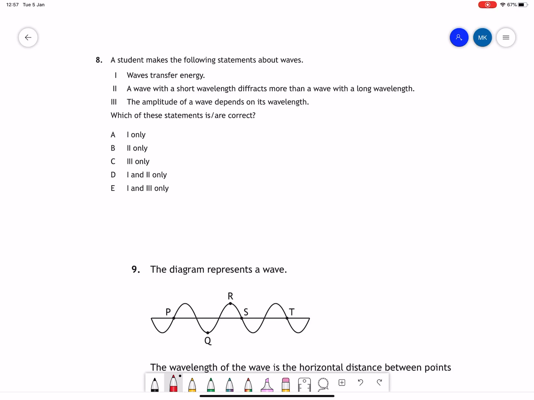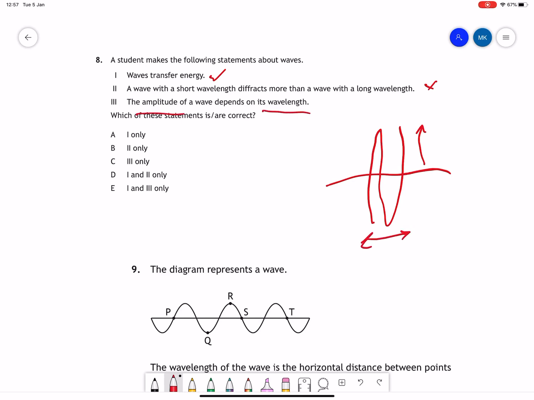Number 8, you had to find out which one of these was true. Waves do transfer energy, definitely, so that one's definitely right. A wave with a short wavelength diffracts more. We know that's wrong because long wavelengths, like radio waves, diffract more. And the amplitude of the wave, so amplitude is height. The amplitude of a wave depends on its wavelength. No, the amplitude is the height. The wavelength is obviously going this way, and they do not depend on each other. So it was only part 1, therefore number 8 was A. 1 mark again.